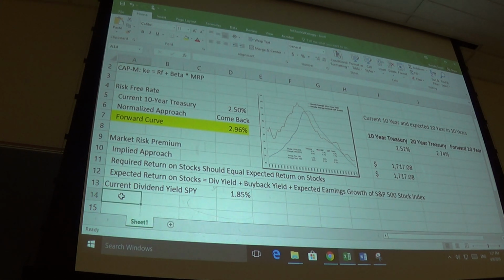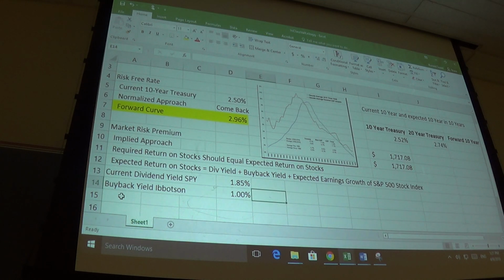I'm going to put in the buyback yield based on Ibbotson. So if you want to do that, that's fine. I'm just going to put in an extra 1%. The argument is that firms used to buy back stock equal to what they were issuing for their option plans for their executives. But the last 10 years, firms have been buying a whole lot more of their stock back.